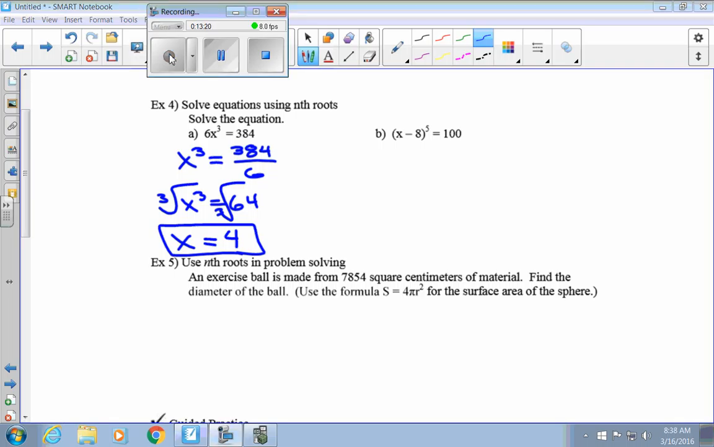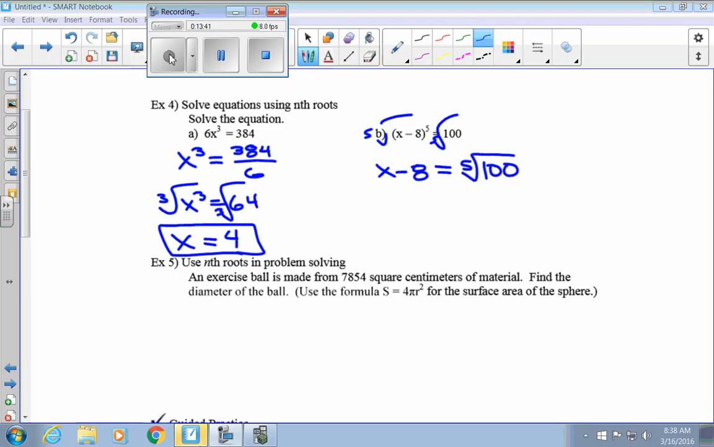B, we're going to do the same thing. Now, we have x minus 8 to the 5th power. So what we're going to do is take the 5th root of both sides. So it's going to be x minus 8 equals, and again, it's not plus or minus because we don't have an even index. 5 is an odd number.